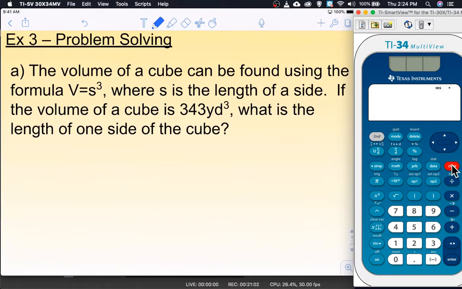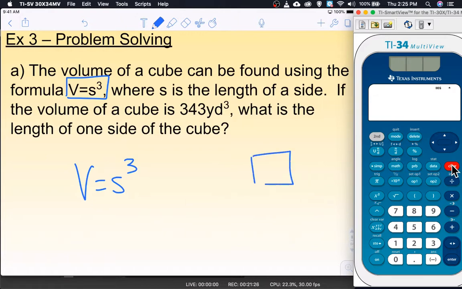Problem solving. I mean, that was actually the part of this that is doing some problem solving. We solved equations, but let's see how these same skills are used now in problem situations. So the volume of a cube can be found using this formula. Hint, hint, we're probably going to need that formula, where S is the length of a side.